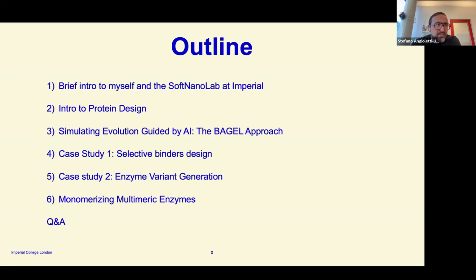how we simulate effectively evolution guided by artificial intelligence to do this protein design. And this is what I call the Bagel approach. The reason why I call it the Bagel approach is simply because Bagel is the software that we developed in my group to do this type of simulations. And then I will present a couple of case studies on selective binder design and enzyme generation. And I'll try to leave some time at the end for Q&A. So if you have any question, you'll have time at the end to ask.